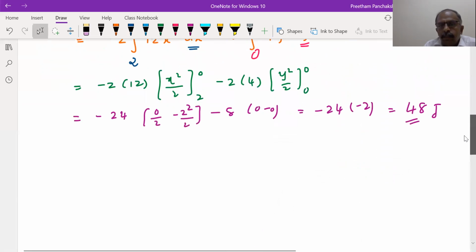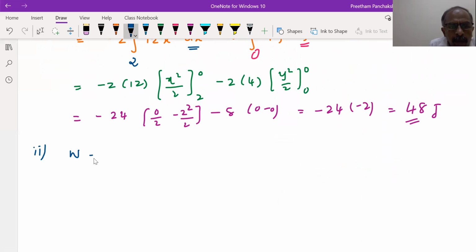So here is some space. Case 2, work done is equal to minus 2 coulombs integral of 12x dx minus 4y dy. Only the limits change. Here we are going from the origin to a point on y-axis.